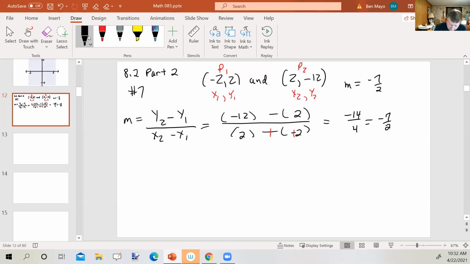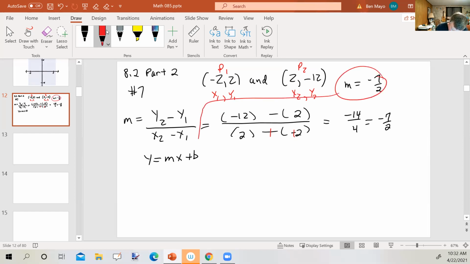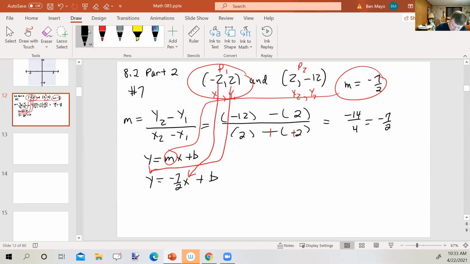Using the slope-intercept form, y equals mx plus b, we're going to take the slope and put it in the place of m. So we get y equals -7/2 x plus b. Now I need to find the y-intercept. I can use either one of the original 2 points, picking the x value and the y value from just one of those points. I'll go ahead and use point number 1. So x becomes -2 and y becomes 2.